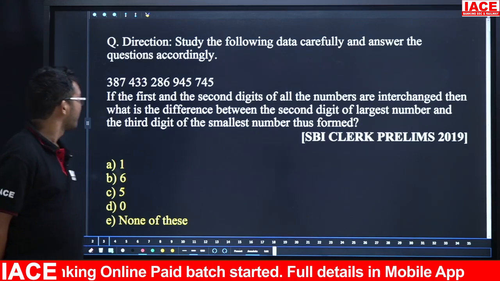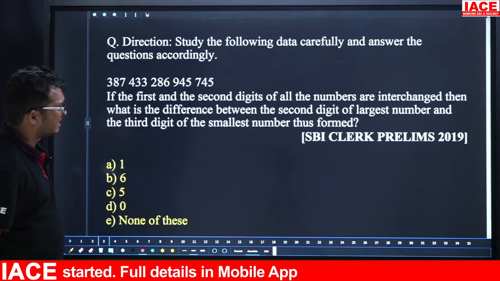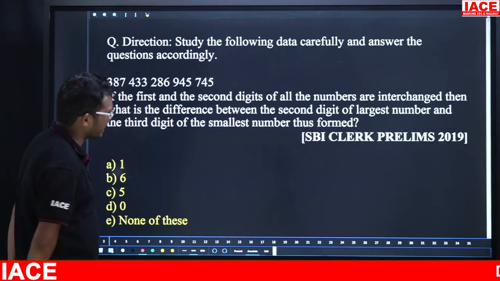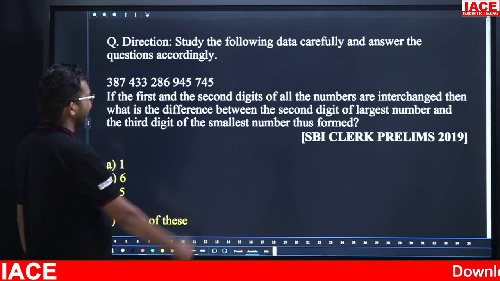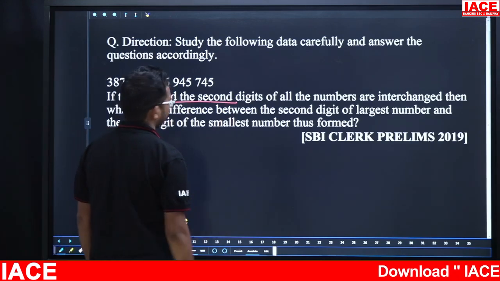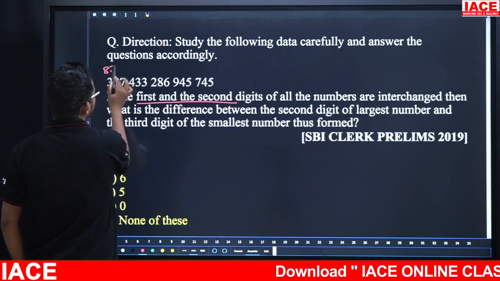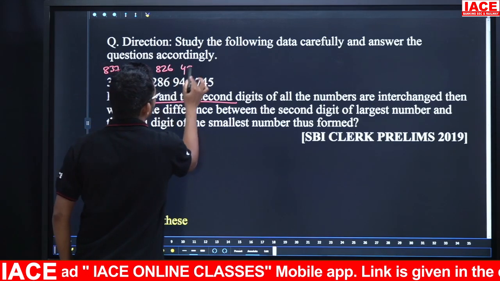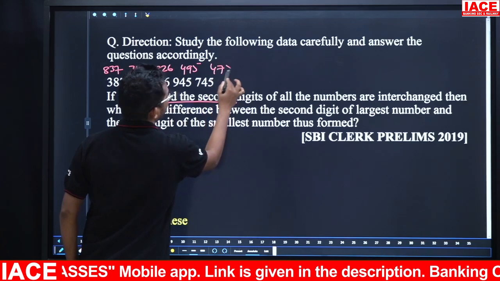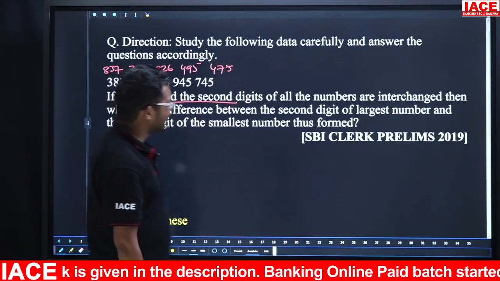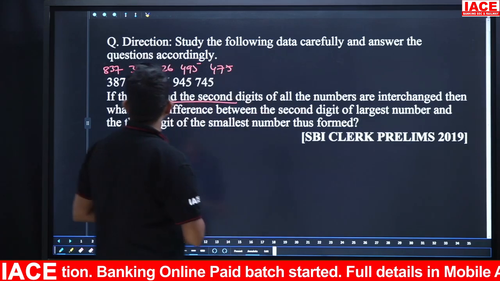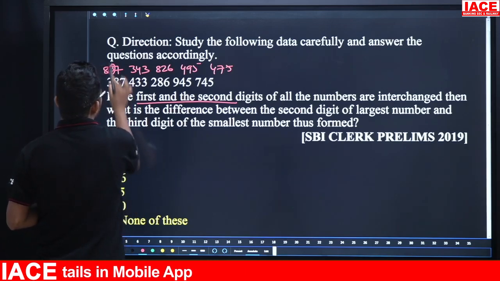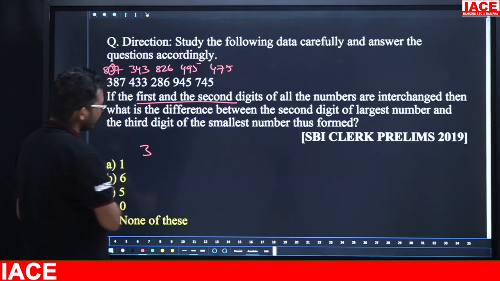Yes, time up. If the first and second digits of all the numbers are interchanged, then what is the difference between the second digit of the largest number and the third digit of the smallest number? The given condition is that the first and second digits are interchanged. Then we get 837, 343, 826, 495, 475. Now the question is the difference between the second digit of the largest number and the third digit of the smallest number. Here the largest number is 837, and its second digit is 3. Next, the third digit of the smallest number.